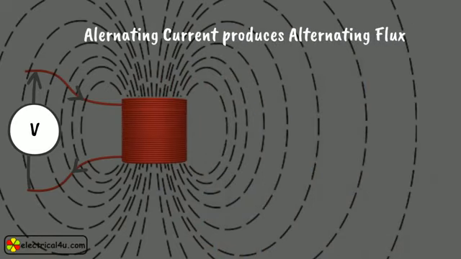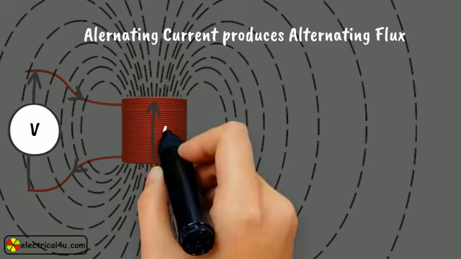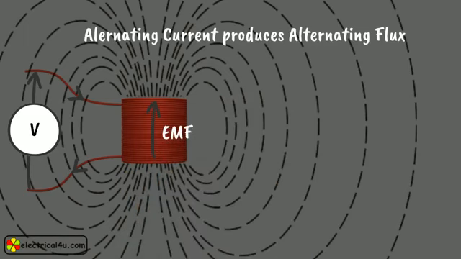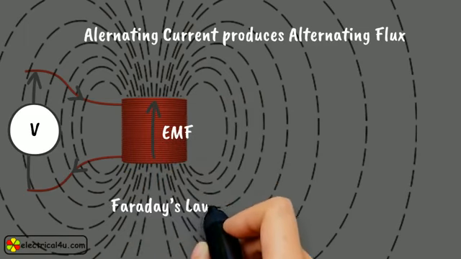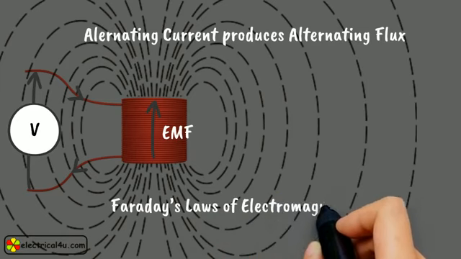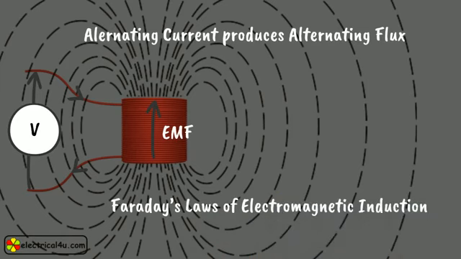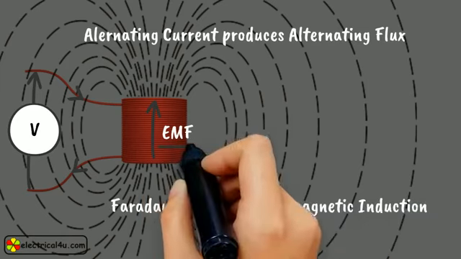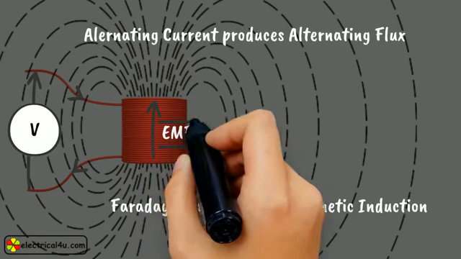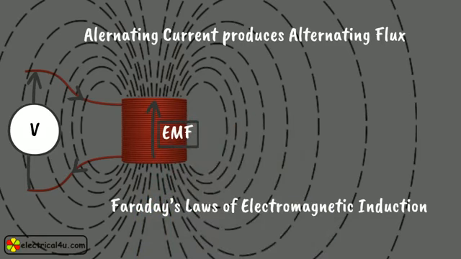The flux lines link the winding itself, and as the flux is varying, there will be a self-induced EMF across the winding. This phenomenon is due to Faraday's laws of electromagnetic induction. This induced EMF or voltage, whatever you say, is the same in magnitude and opposite in polarity to the supply voltage.